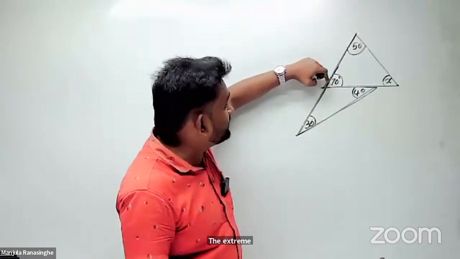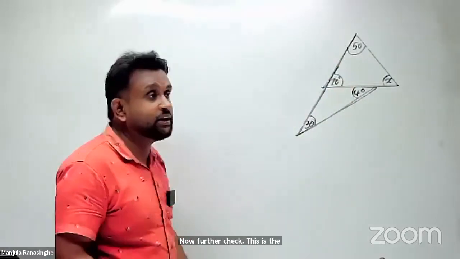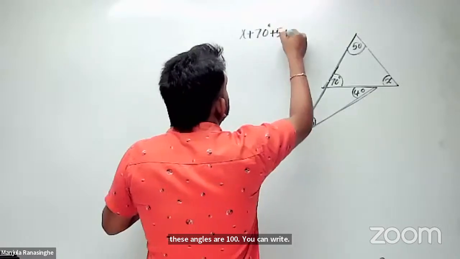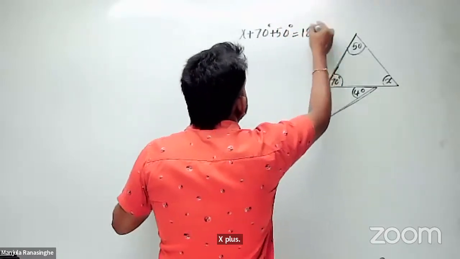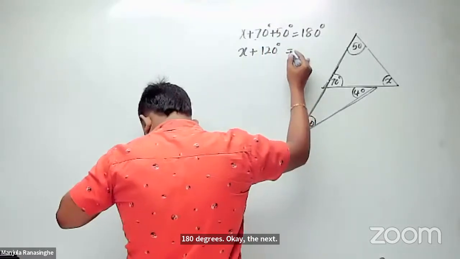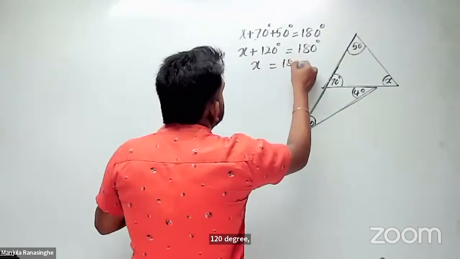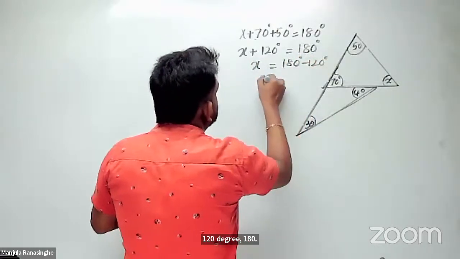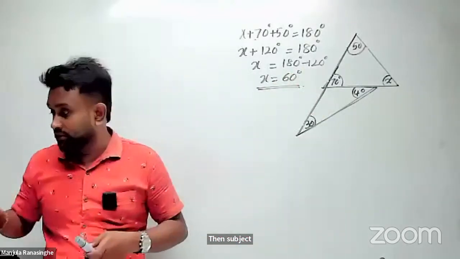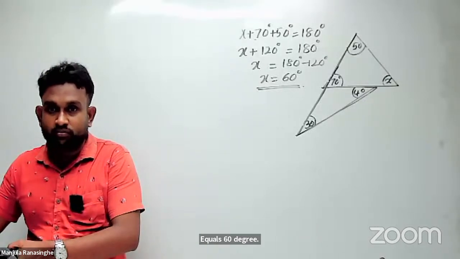Now further check, this is a triangle, so the sum of these angles is 180. You can write x plus 70 plus 50 equals 180 degrees. Then x plus 120 degrees equals 180. Then making x the subject, 180 subtract 120, x gives you 60 degrees. x equals 60 degrees.